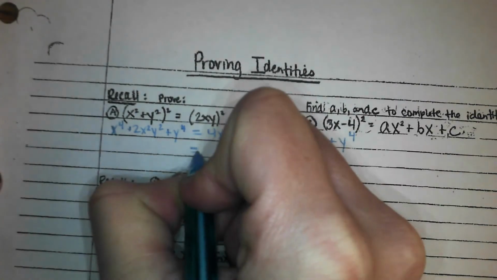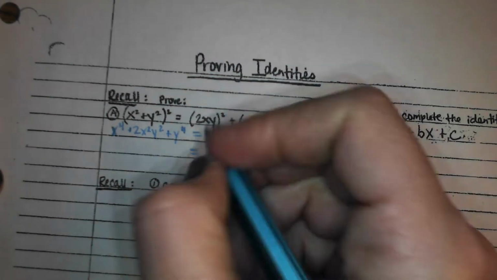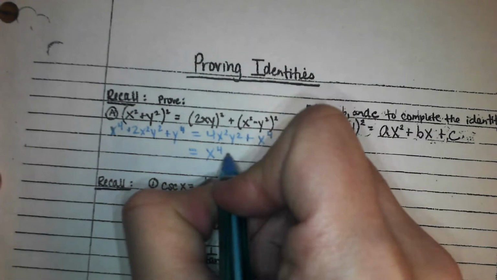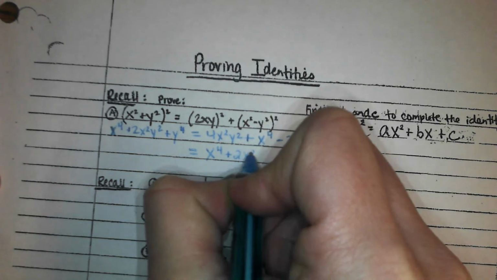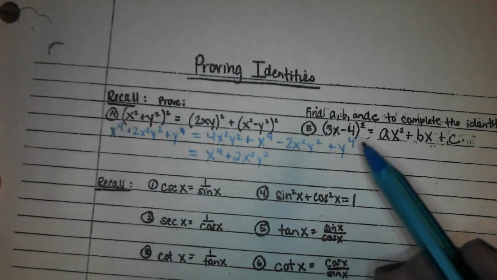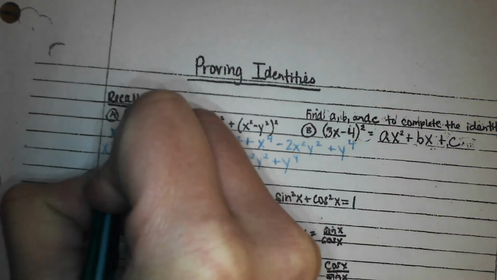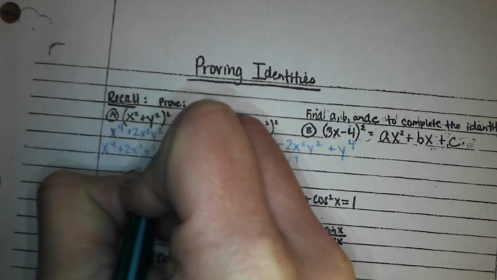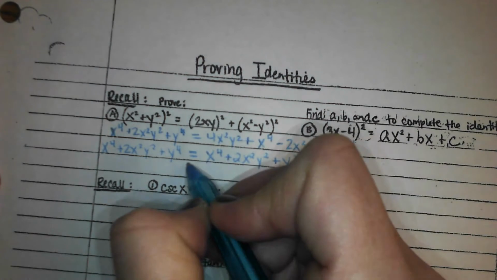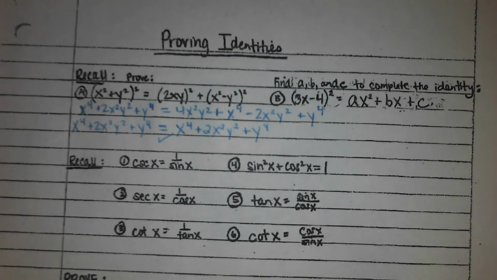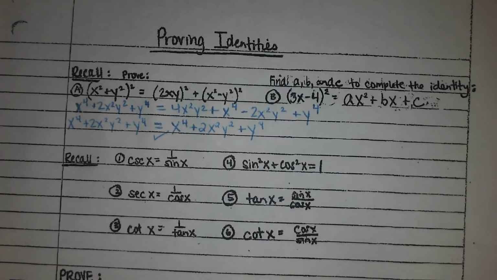So your first term, just so it matches, I'll pull the x to the fourth as my first term. I'll combine the 4 minus the 2 to give me 2x squared y squareds. And then plus y to the fourth. And then both sides are simplified independently of each other, and they equal each other, so I've proven it. Okay?